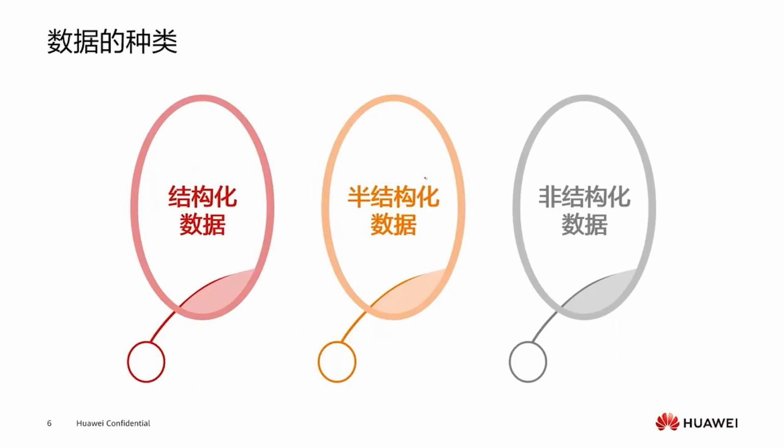Generally speaking, data is divided into three types: structured data, semi-structured data, and unstructured data. Structured data refers to data that can be represented and stored using a relational database. It usually appears in the form of a two-dimensional table, such as the tables we see in SQL Server and MySQL, which are structured data.